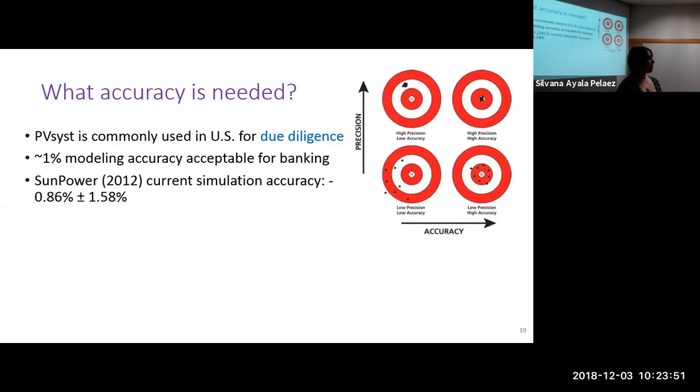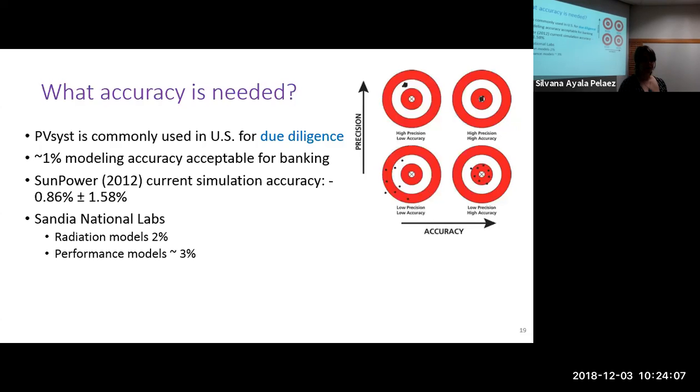SunPower, a particular company, also had a presentation where they claimed they had 0.86% on their models versus their test. But again, they were using their own models. That's not available to the public. PVsyst is available for purchase.